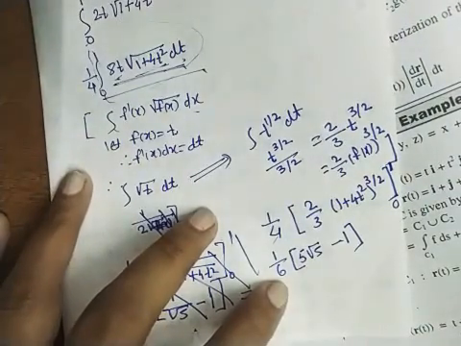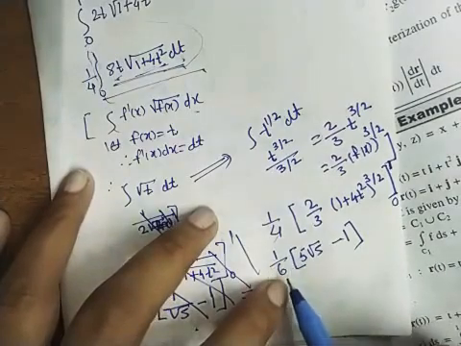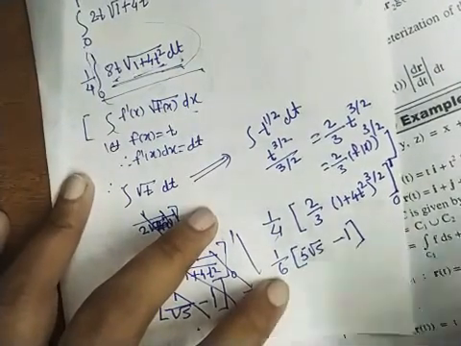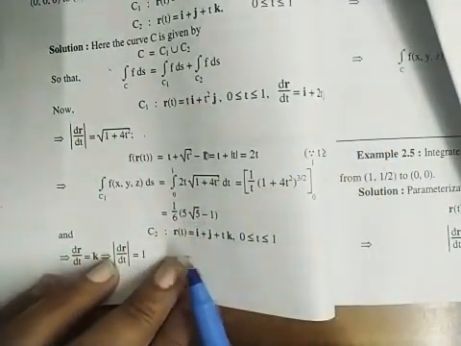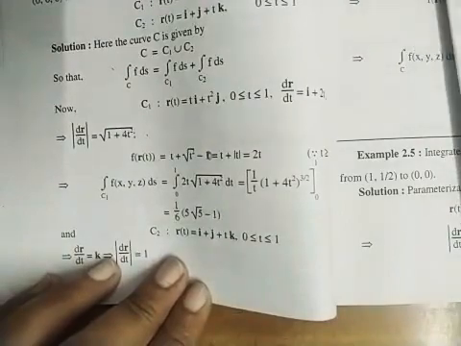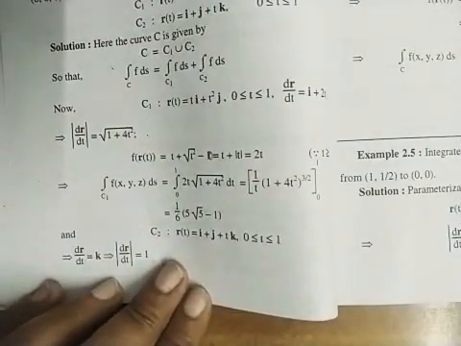Our first integral is 1 by 6, 5 root 5 minus 1. Similarly, we will find the integration for the second curve.